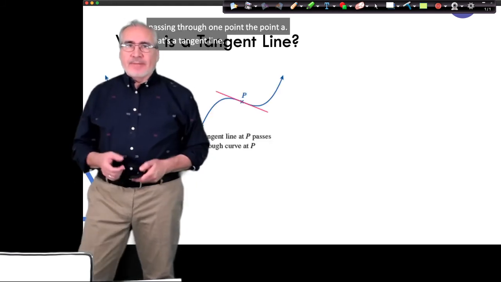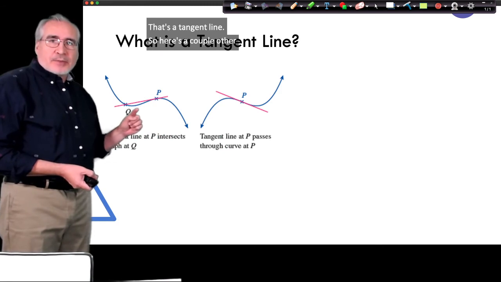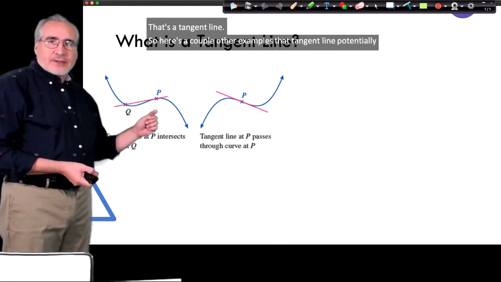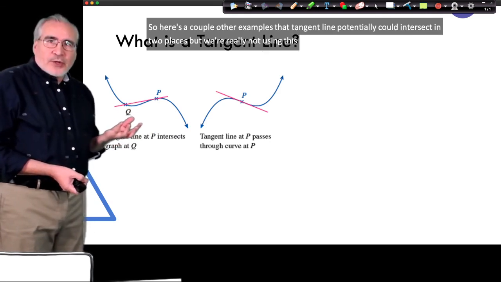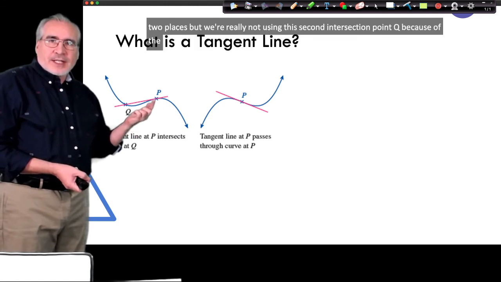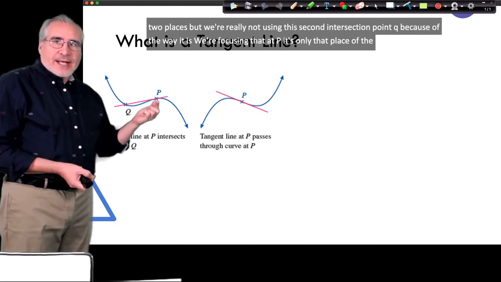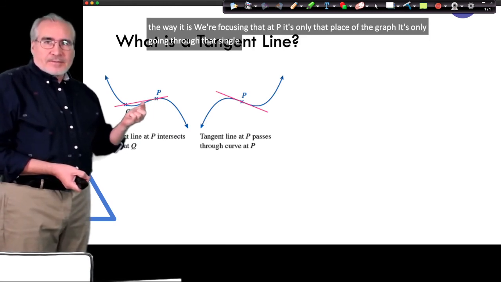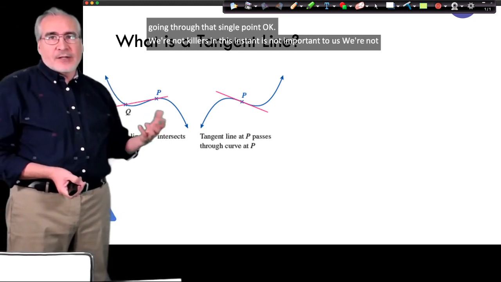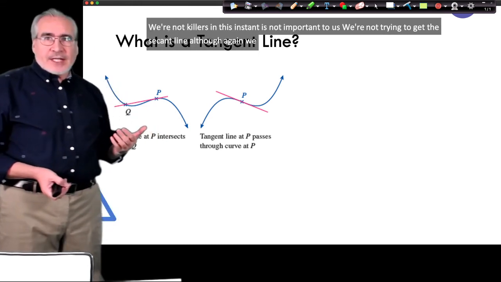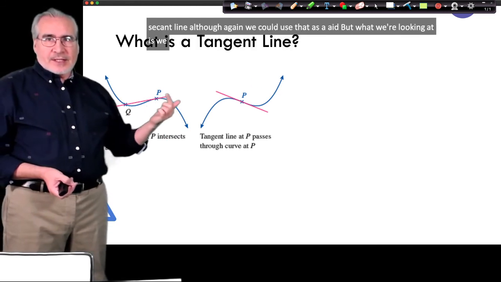Okay. So here's a couple other examples where a tangent line potentially could intersect in two places, but we're really not using this second intersection point Q because of the way it is. We're focusing that at P, it's only that place of the graph, it's only going through that single point. Okay, Q in this instance is not important to us. We're not trying to get the secant line, although again we could use that as an aid, but what we're looking at is we just need the slope of this, that this is a tangent line.